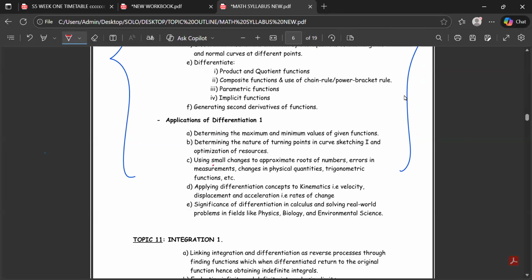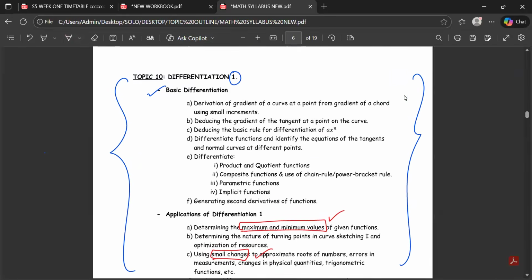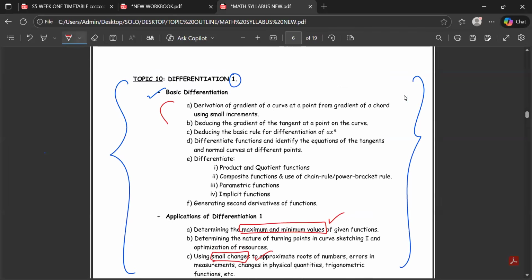Applications are these things of small changes, rates of change, and maximum and minimum values. If you have issues with any of the three, that's under application and we shall cover them this holiday. But last holiday, we concentrated on basics, which I think we covered up to 90%. And this holiday, we are supposed to cover differentiation 2. After differentiation 2, we shall come back and get the application.